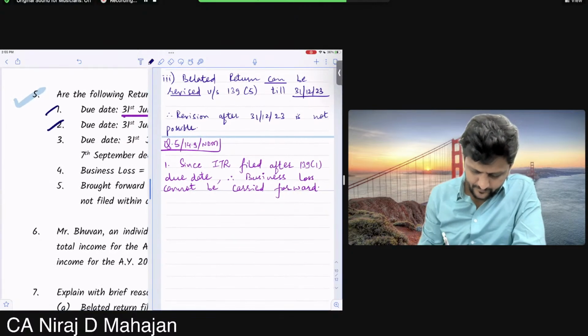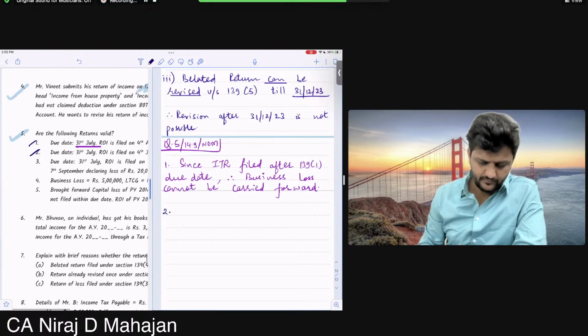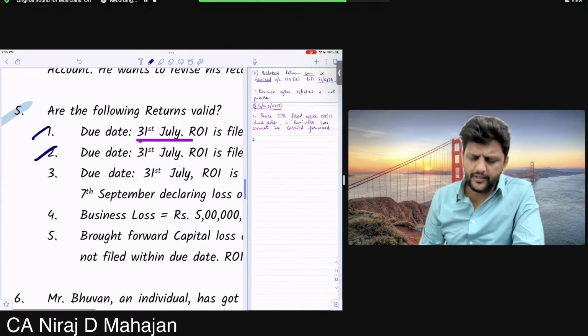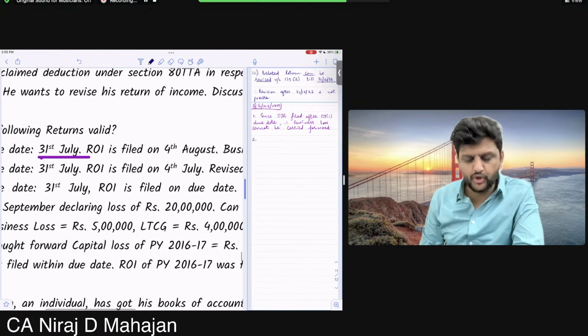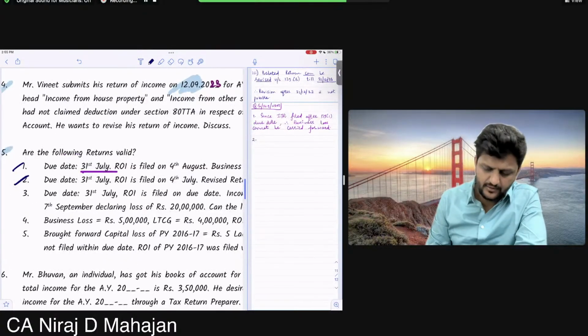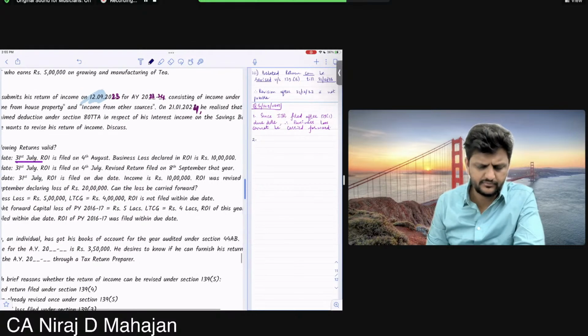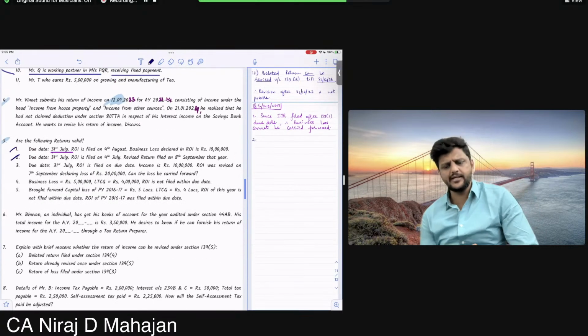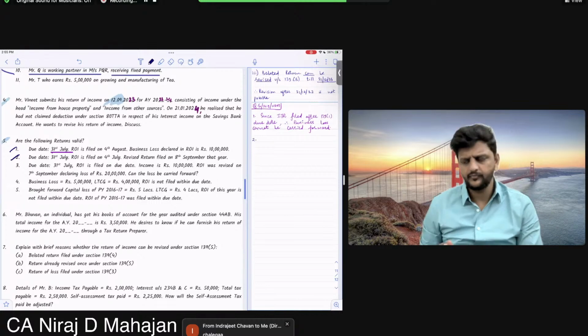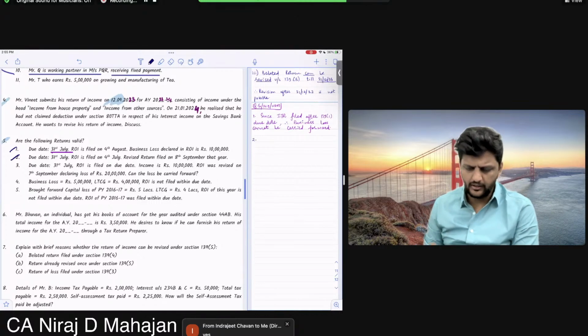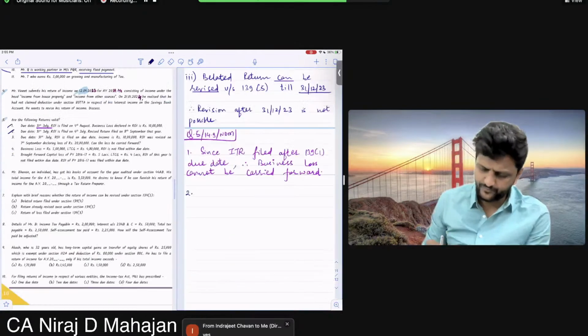Second. Again, due date bachcho 31st July. ROI is filed on 4th July. Before 31st July, yes. And revised return bachcho filed on 8th September that year. Are the returns valid? Absolutely yes. No problem. Everything is completely allowed, valid, right bachcho?